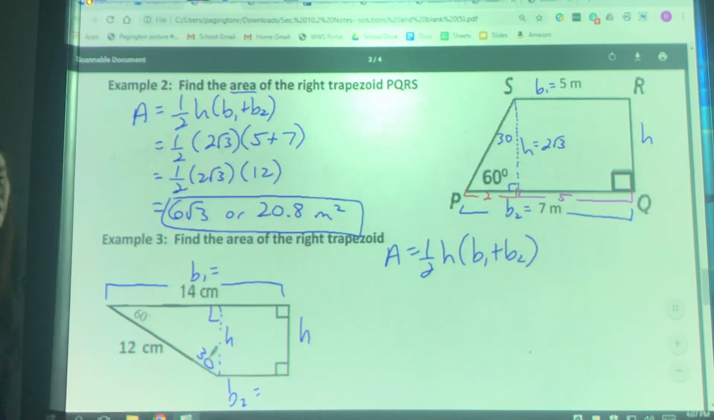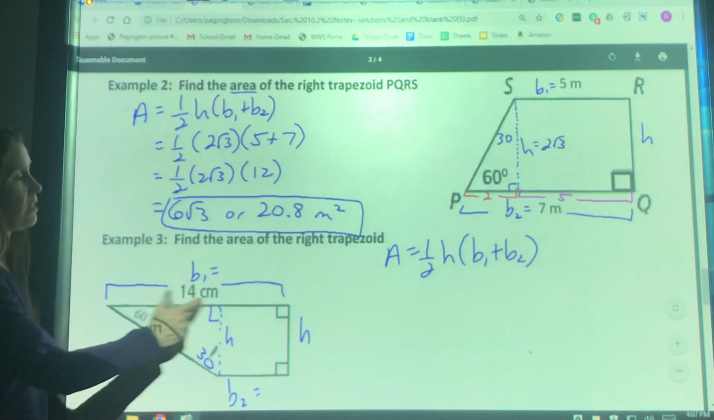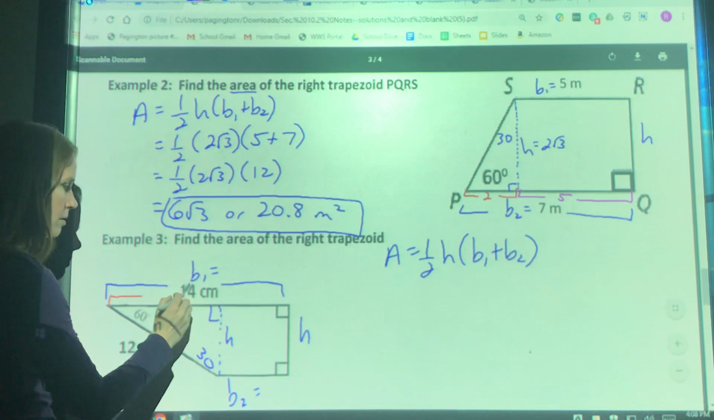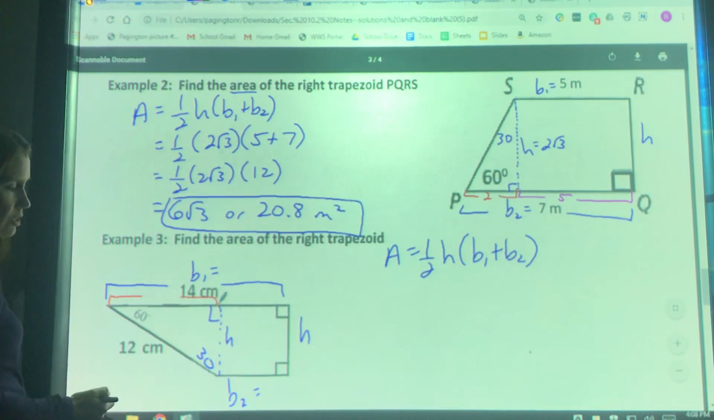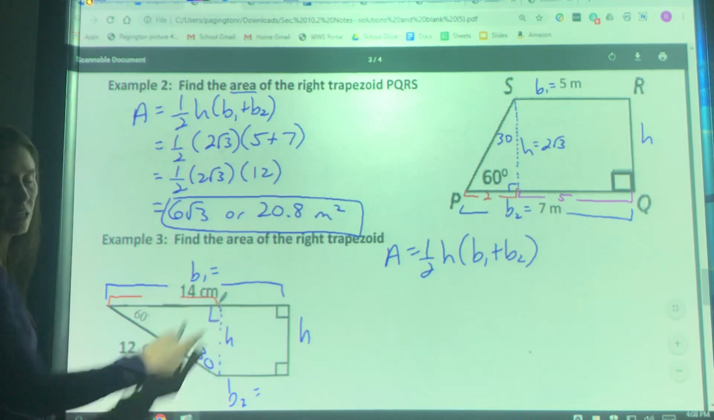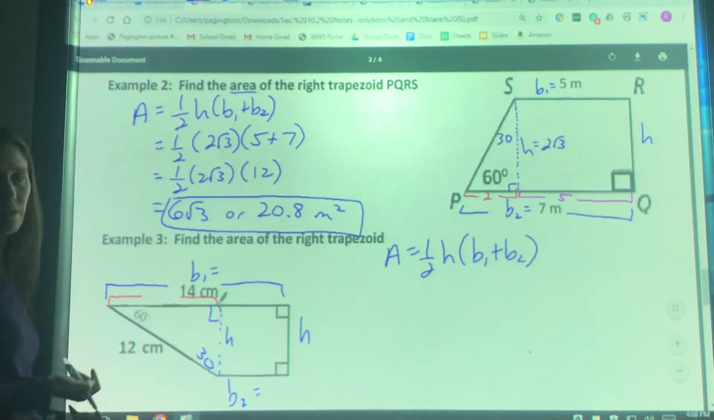I know that's 30. So again, this time I know the 12 that's across the right angle, that is my hypotenuse. And I want to figure out what this length is from here to here, which is the short leg. I also want to figure out what this length is from here to here, which is the long leg. But I need to go from hypotenuse to short leg first.